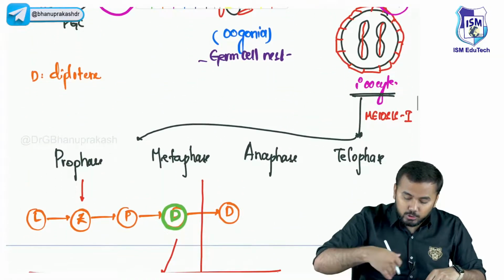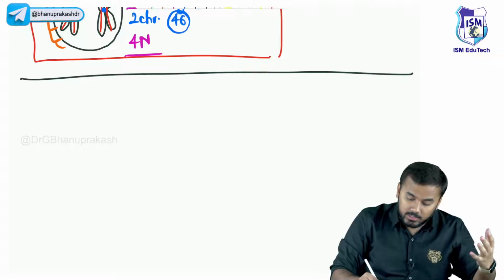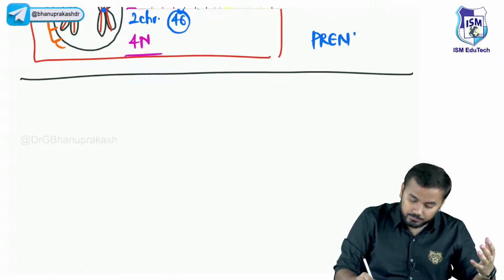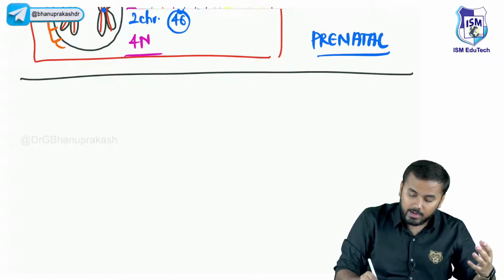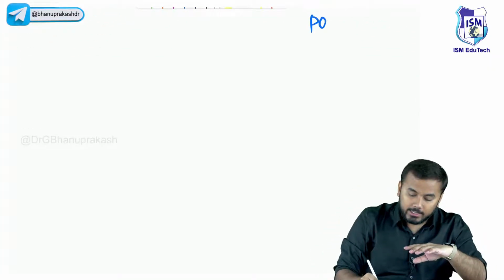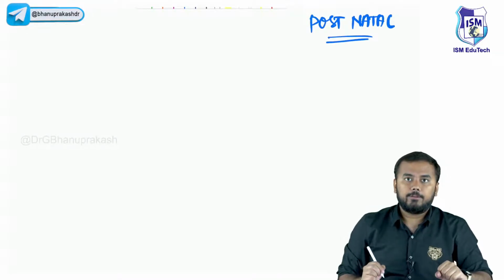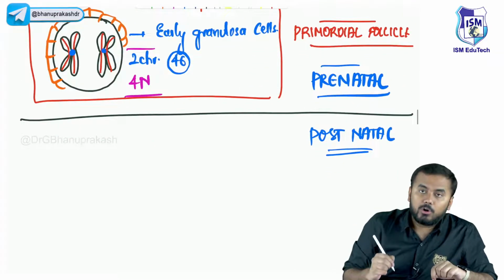So the story I discussed, all this is before the birth. Before the birth, can I write it as prenatal? Prenatal, right? Now the story whatever I'm discussing is after the birth, so I'm calling it postnatal. Postnatal. So what will happen with this primordial follicle?